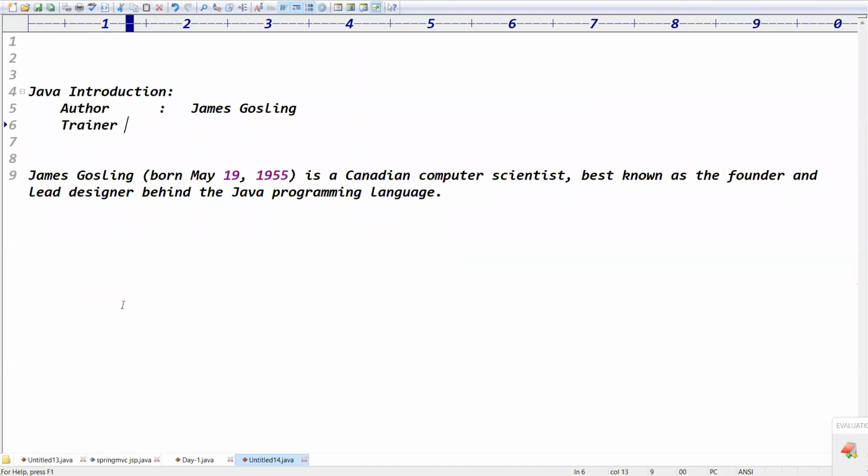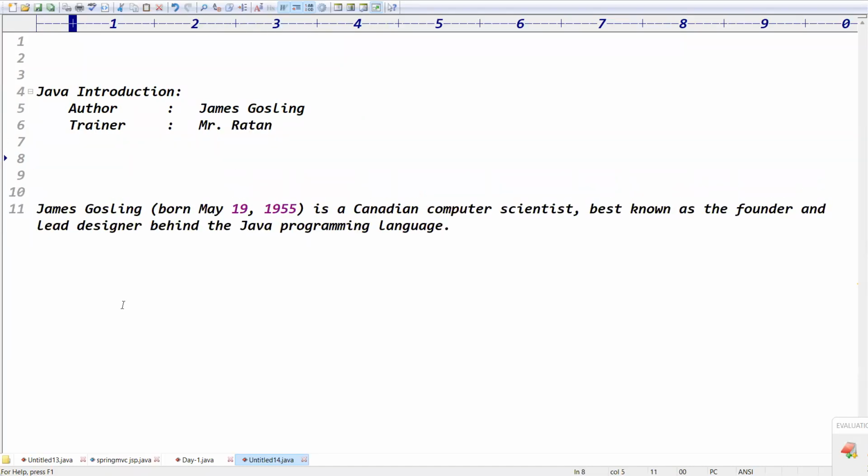Your trainer, right? The trainer is also important because I am teaching you Java. So Mr. Ratan is also important for you. Yes or no? James Gosling is the creator of Java. The trainer is Mr. Ratan, and he is also important to you, right?